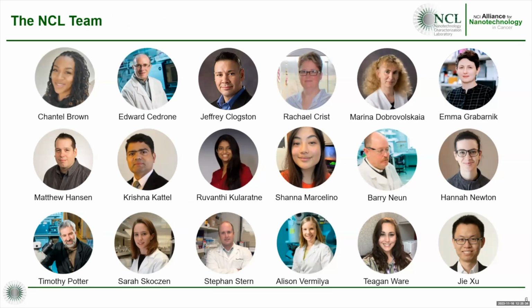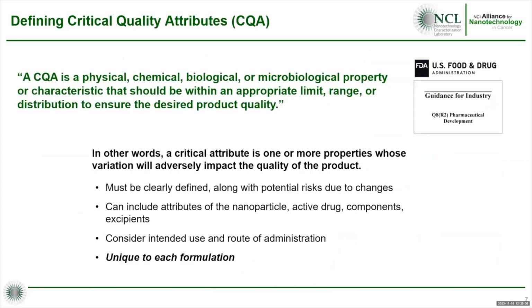So with that, now let me switch over to the bulk of my talk. But before that, I want to make sure that we're all on the same page with critical quality attributes. I know Jean-Luc went through this already, and I think most of us here are familiar with this, but just to kind of refresh our mind, the CQA is a physical, chemical, biological, or microbiological property or characteristic that should be within an appropriate limit range or distribution to ensure the desired product quality.